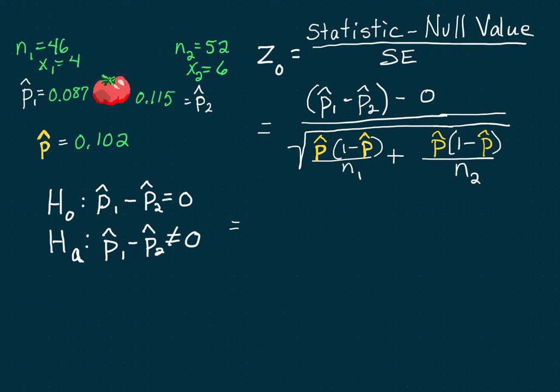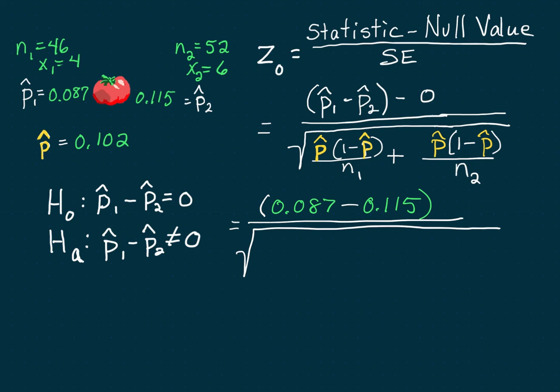So here we go. We have our p hat sub 1 of 0.087. We are subtracting from that our p hat sub 2, which is 0.115. And we're subtracting from that 0, which I don't even have to write. And then in the denominator, we have a lot of stuff. We have our p hat, which is 0.102. And that goes in here as well. But that takes up a lot of space. Let's go ahead and do this subtraction.